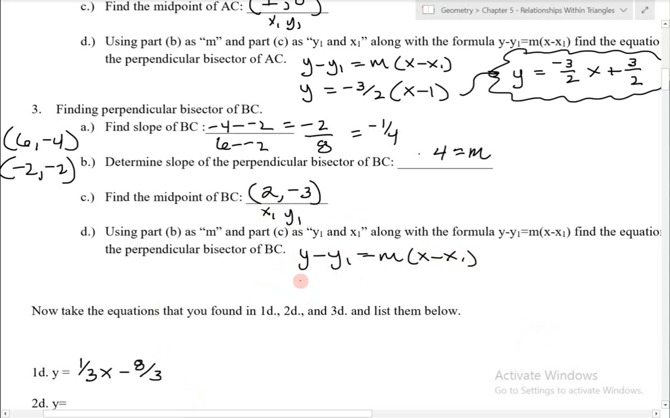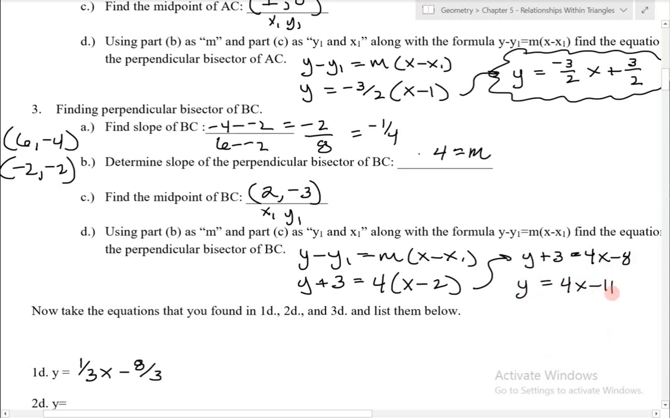My hope is that you see that once we find one perpendicular bisector equation, it's just repeating the process with different numbers to get the other ones. So y minus -3 will be y plus 3. M is 4. And then x minus 2. So it's going to be y plus 3 is equal to 4x minus 8. Subtract 3 from both sides. I get y equals 4x minus 11.